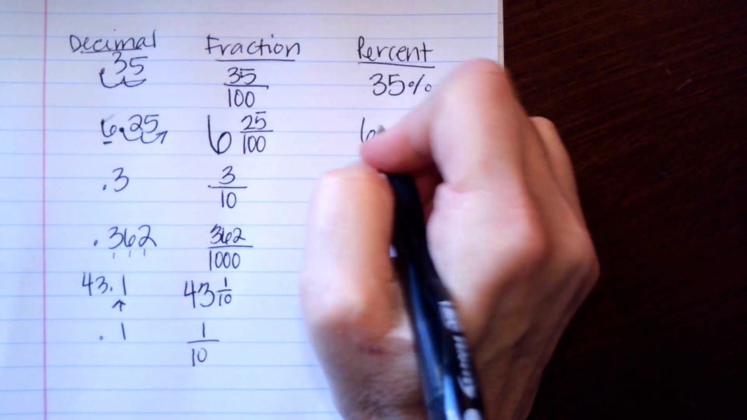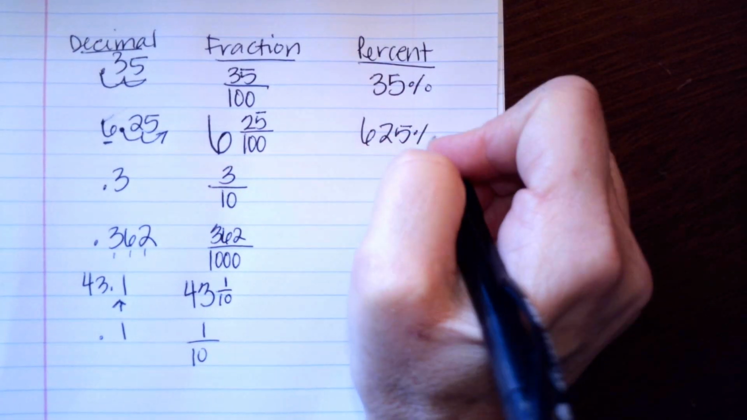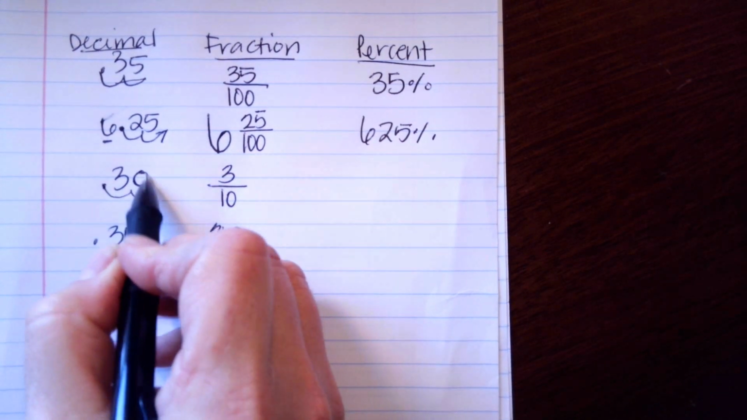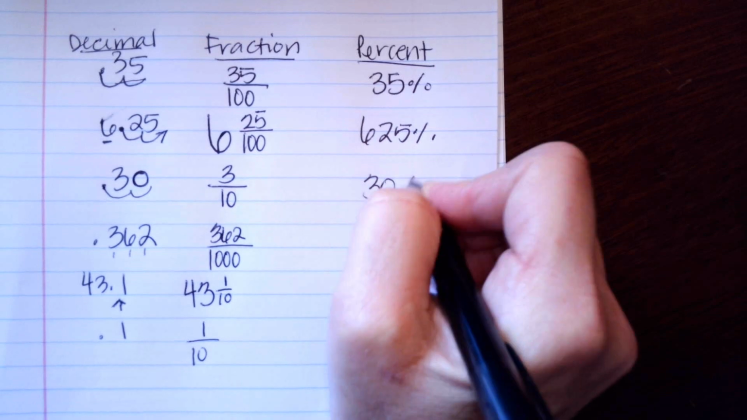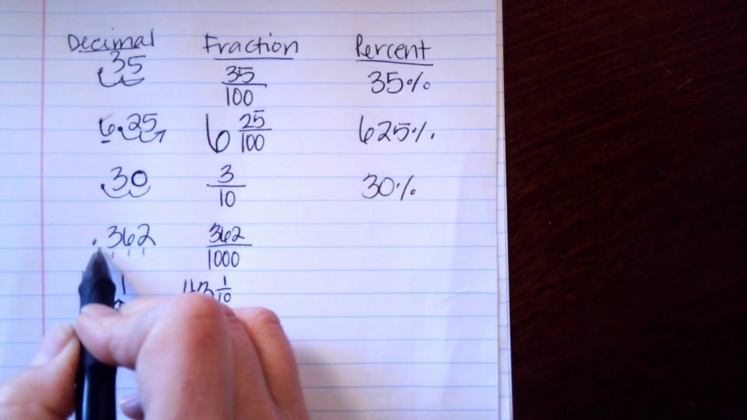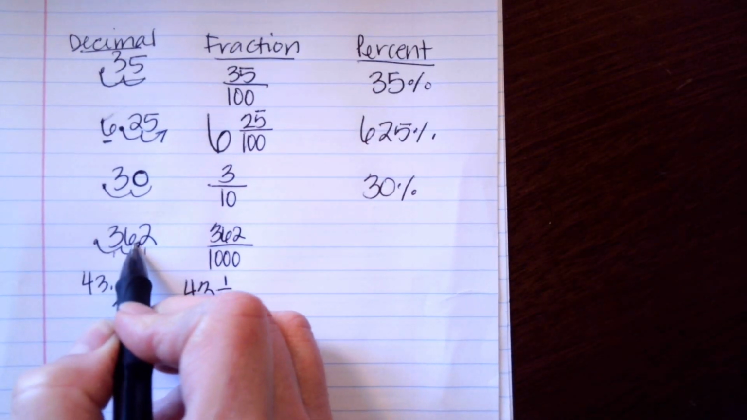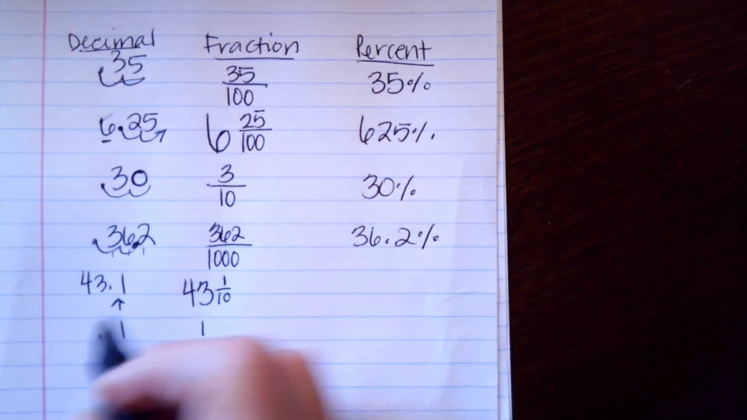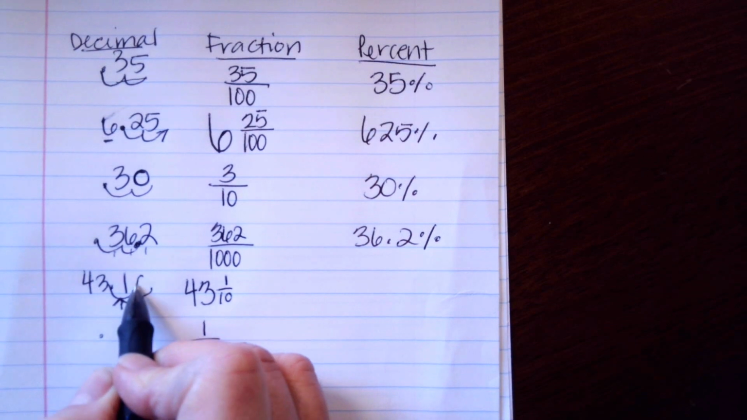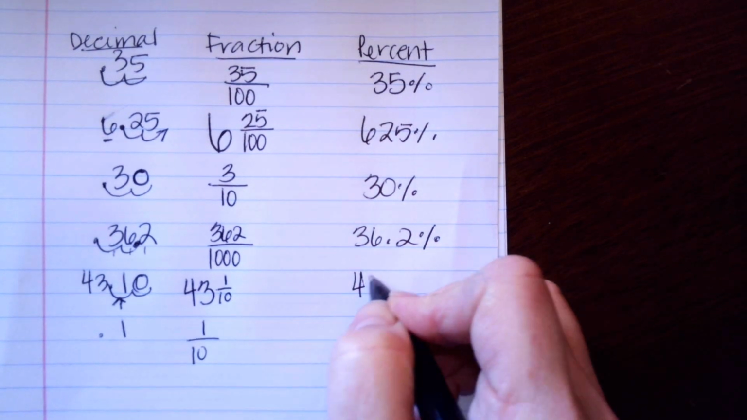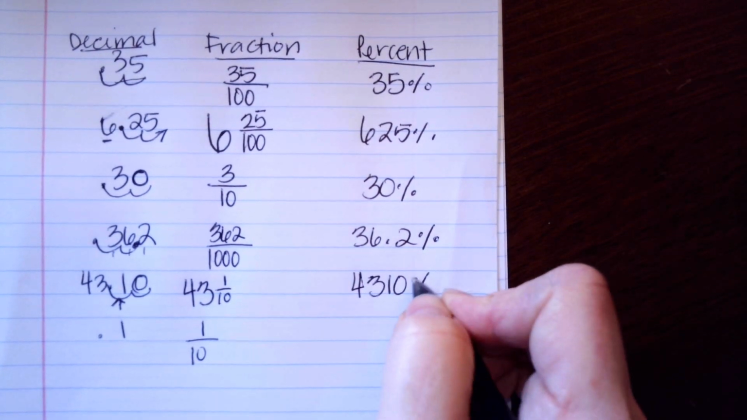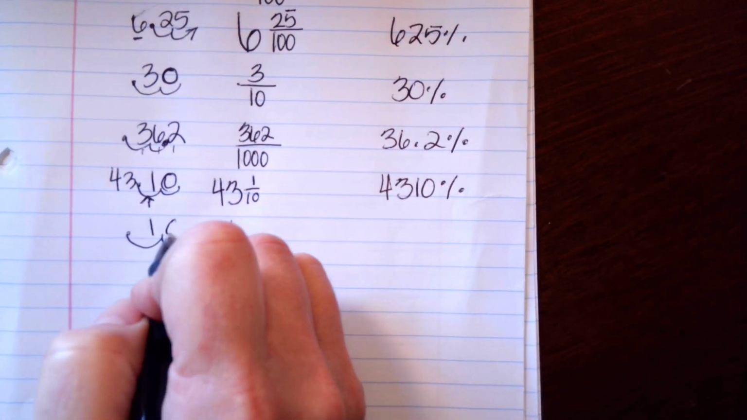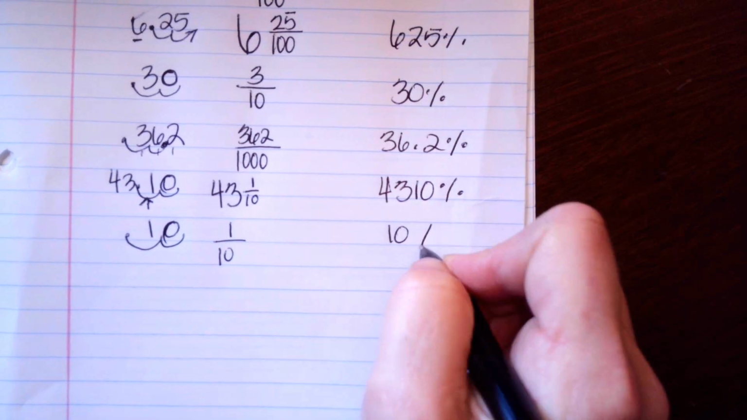So it becomes 625%. This one you move 2 to the right, and you fill it in with a 0, so it becomes 30%. This one you move 2 to the right, and it's 36.2%. This one you move 2 to the right, you fill in a 0, and it becomes 4,310%. This one you move 2 to the right, and it's 10%.